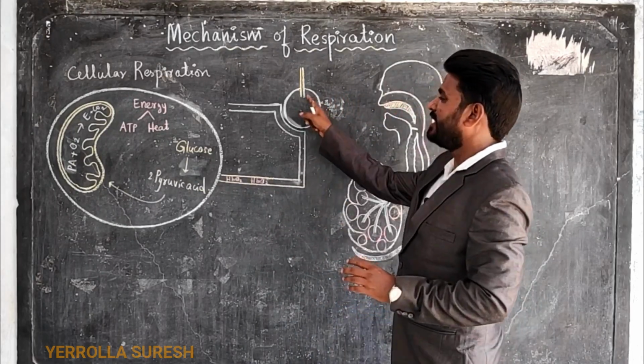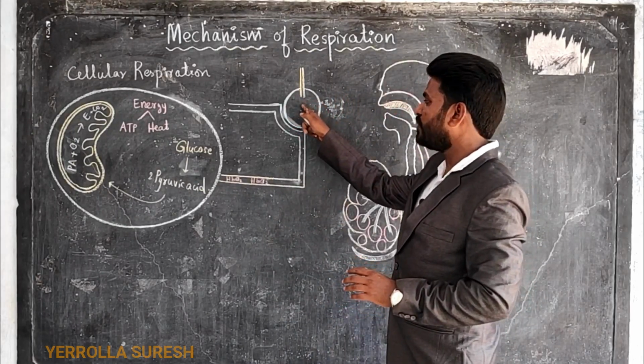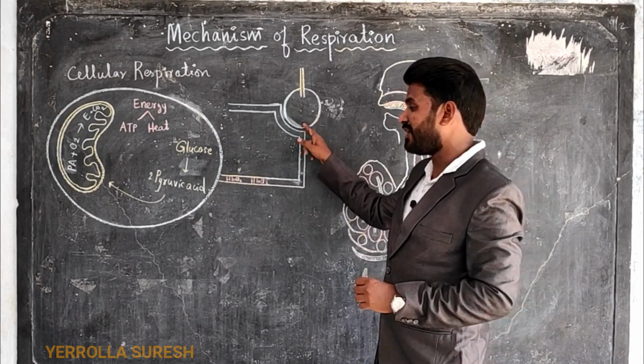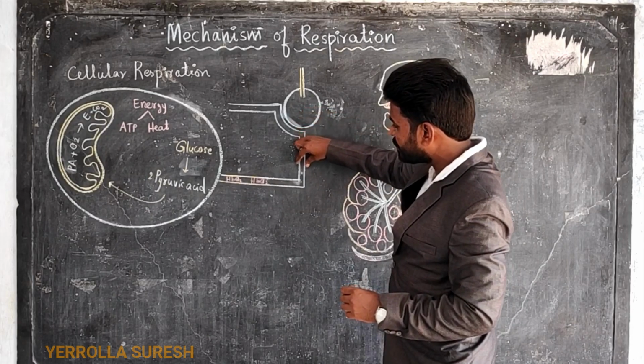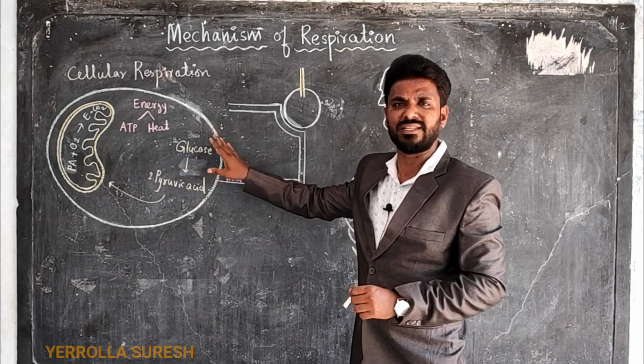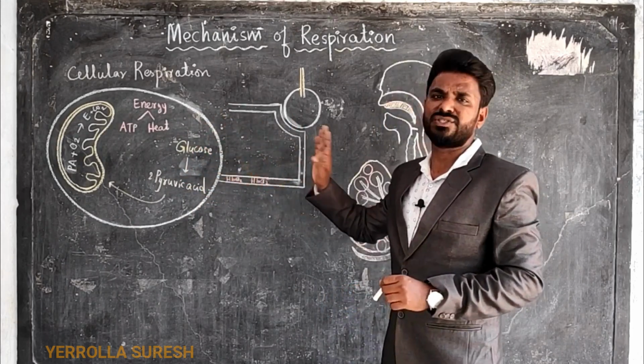Here we can understand, this is the alveolus. From this alveolus, oxygen is taken by hemoglobin, so that oxyhemoglobin is formed. This oxyhemoglobin is transported by blood vessels and finally reaches all the tissues, that means the cells, all the body parts. This is the third step.